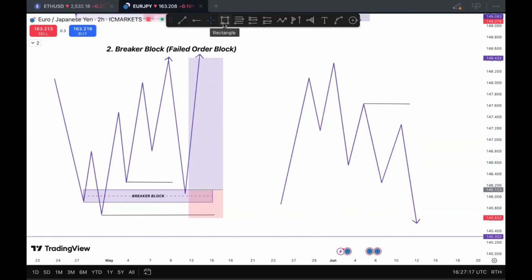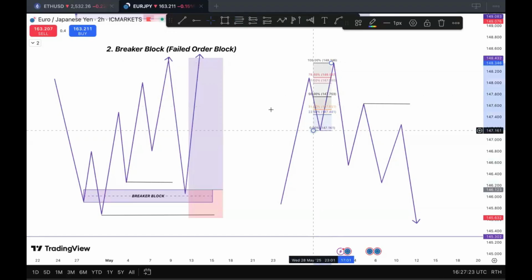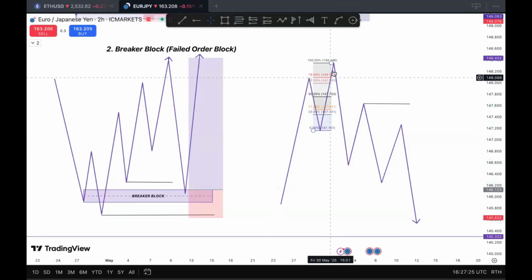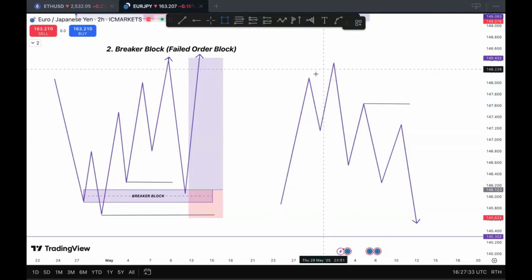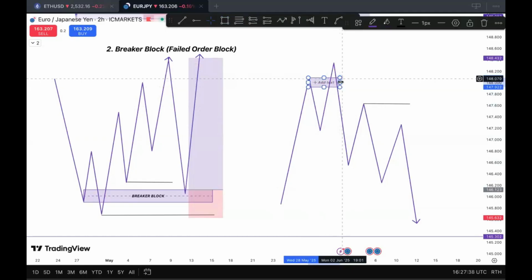And then you want to choose your POI. Remember, you're selling at premium. So the premium zone, that's where you're selling. But you don't just want to place a sell anyhow. So therefore, which do I choose? I take my breaker block.